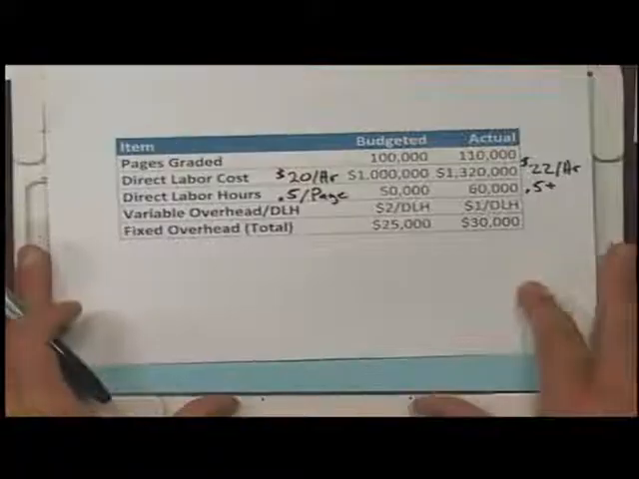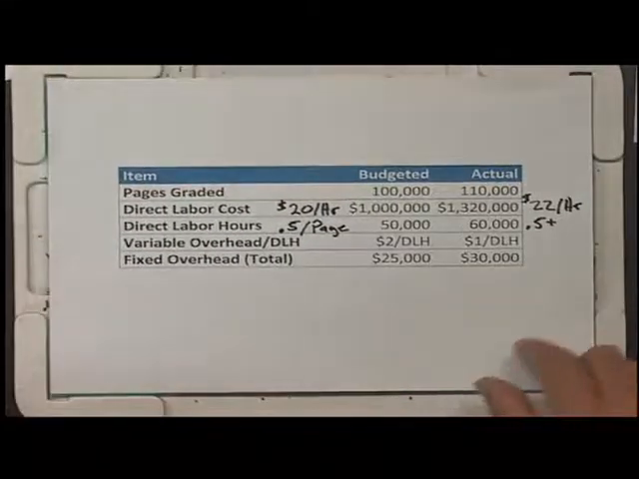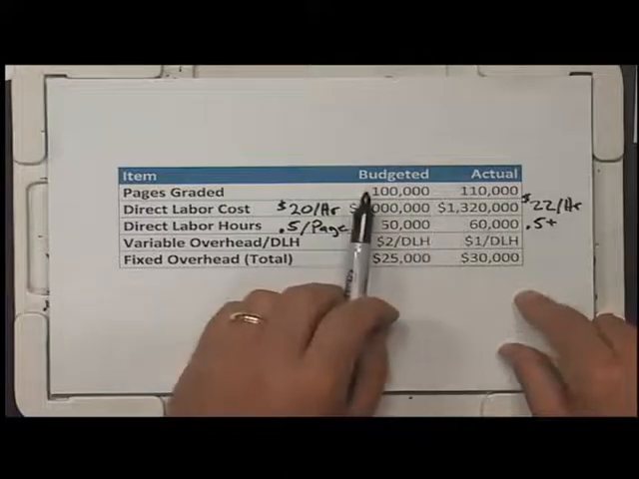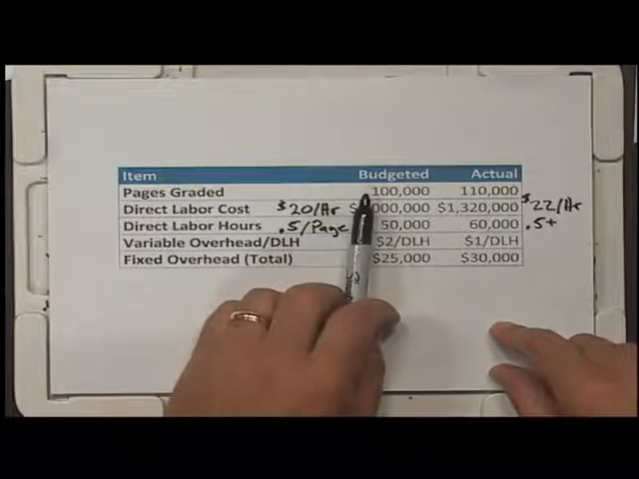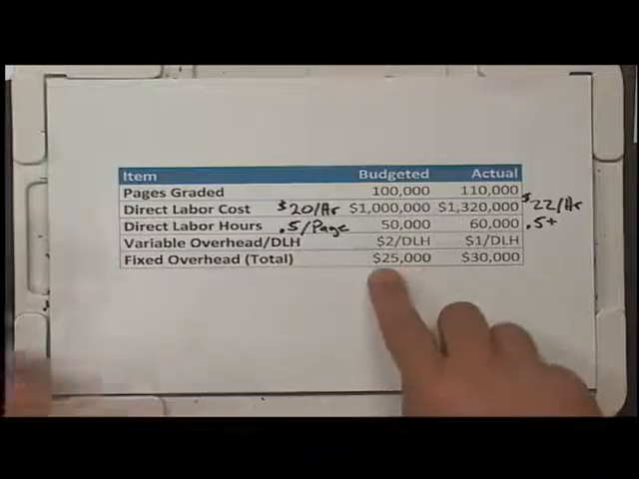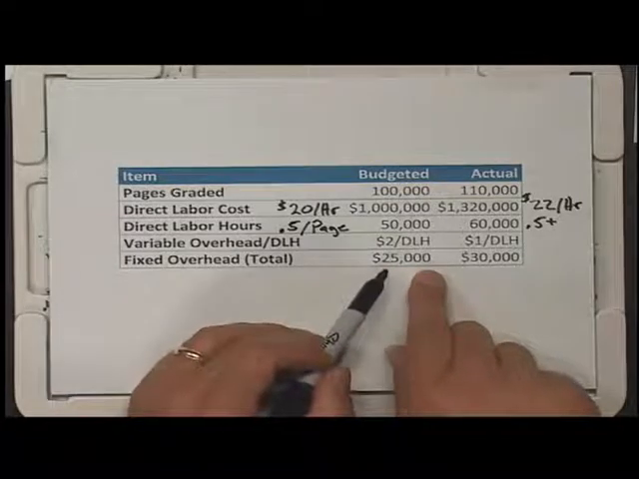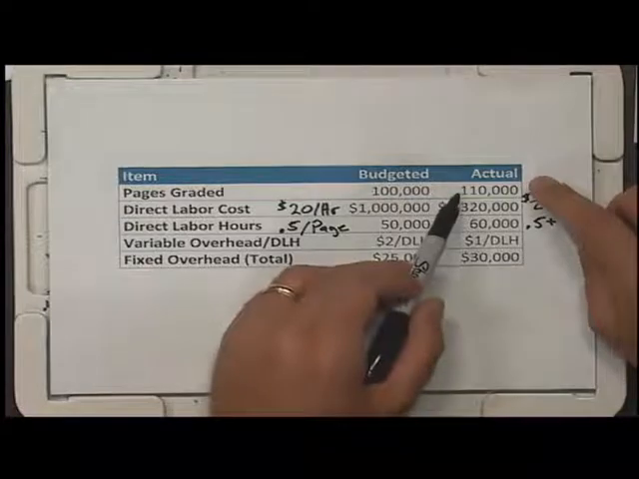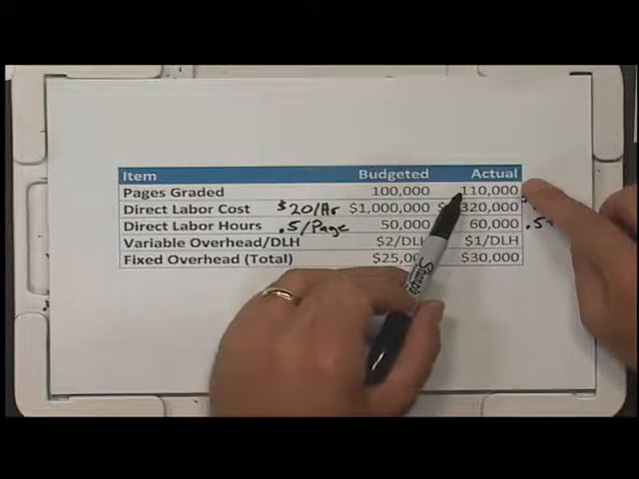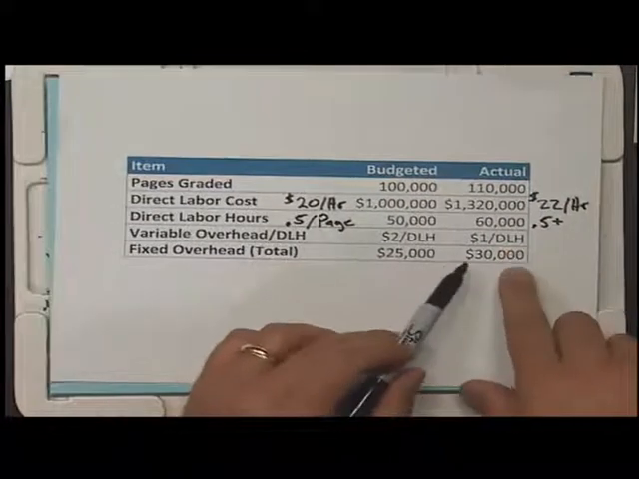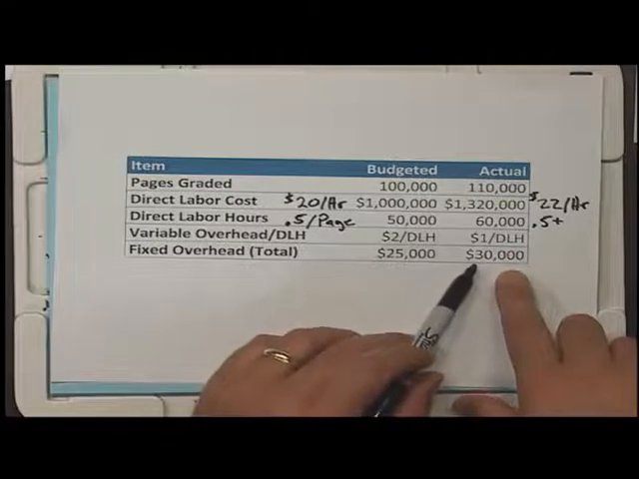Now, fixed overhead variances mechanically are very simple, but they are confusing, so you'll want to pay close attention. We will be continuing with our example of an essay grading service. Our service budgeted to grade 100,000 pages, and we thought that our fixed overhead would total $25,000. Instead, we graded 110,000 pages, and our fixed overhead was $30,000.